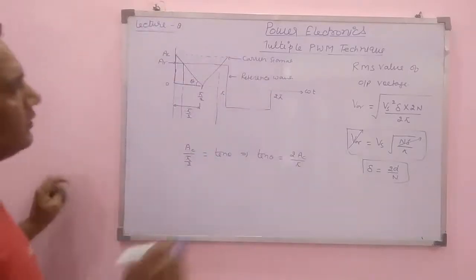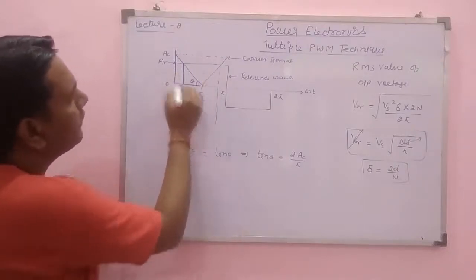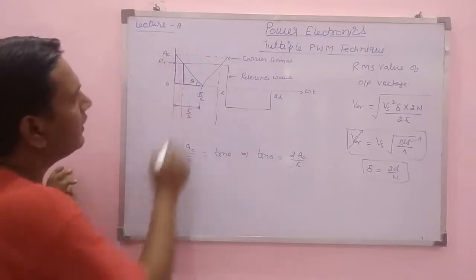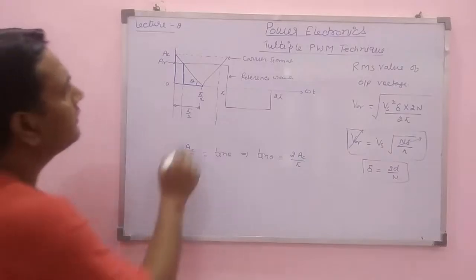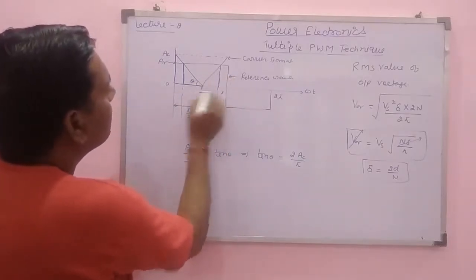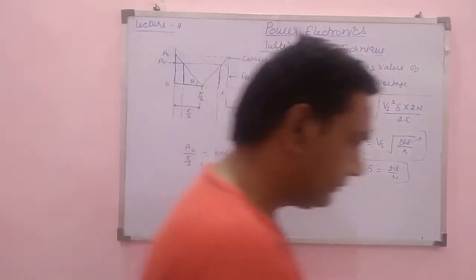Okay. After that, we can see in this right angle triangle, this is also a second right angle triangle, whose perpendicular is AR, and what is the base? So what will the base be? You can see this pulse you are getting. The duration of this pulse is how much? The duration of this pulse is equal to D.